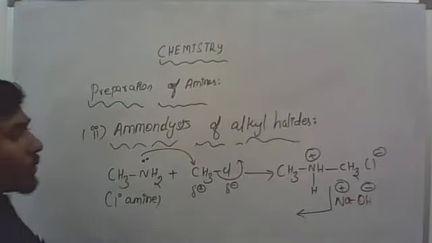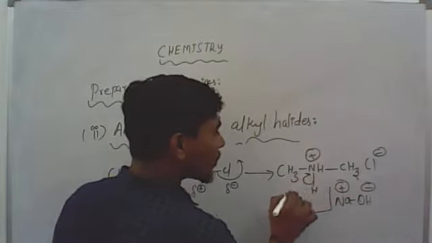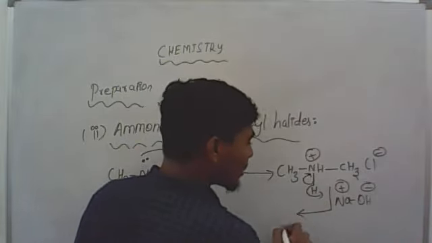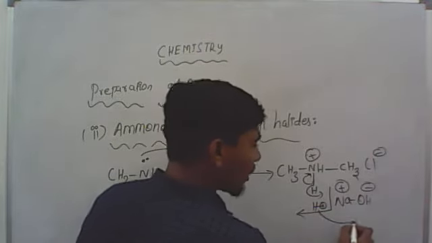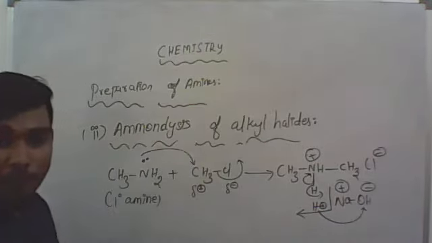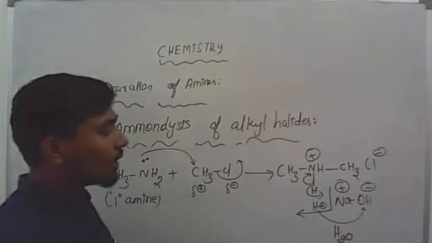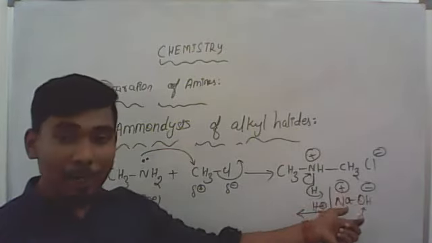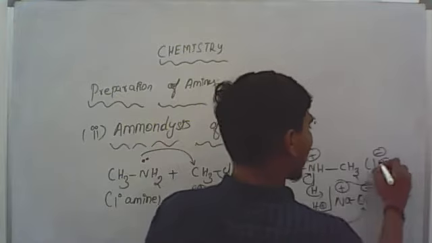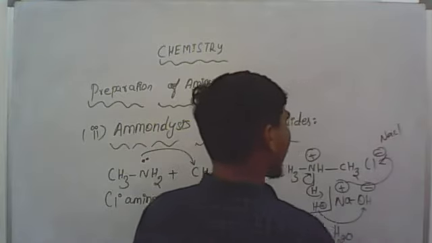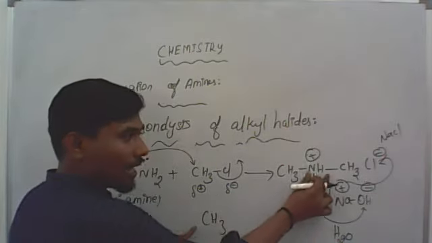So the nitrogen is electron deficient. It is going to abstract the electron from hydrogen, and the hydrogen is eliminated, producing an H plus ion. The H plus ion and the OH minus combine together to form a water molecule. Then the remaining Na plus and Cl minus combine together to form NaCl. And the remaining species is CH3NHCH3.